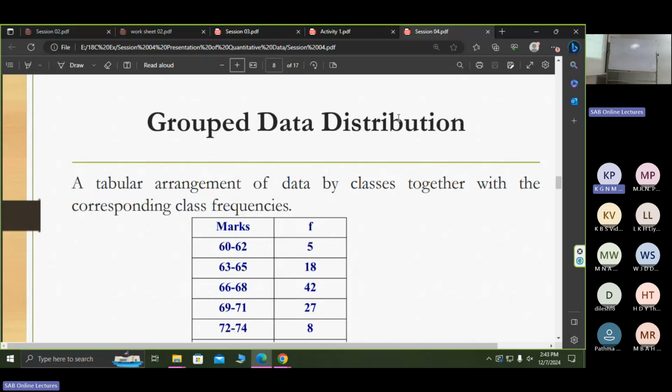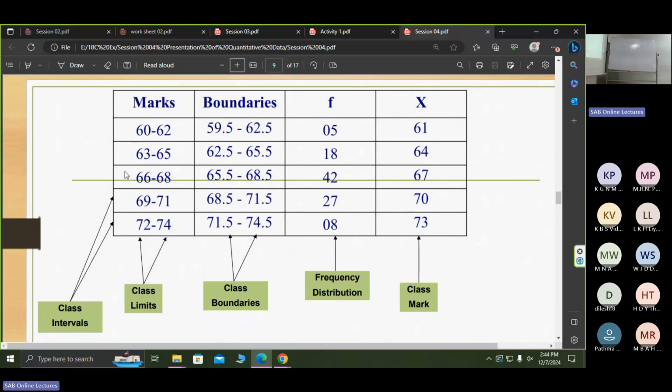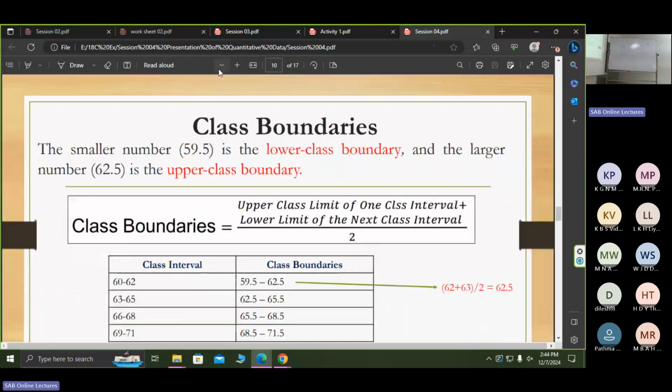Okay, the grouped data distribution is a tabular arrangement of data by classes together with the corresponding class frequency. Is it clear what a grouped frequency distribution is? It is also a tabular arrangement. It consists of the class intervals together with their corresponding frequencies. The next one: explain what the class intervals, class limits, class boundaries, frequency, and the middle point of the class interval are. It means the class mark. Understood? These are explained one by one.